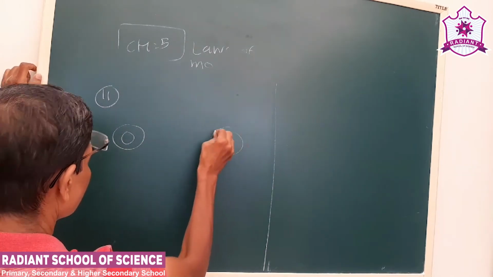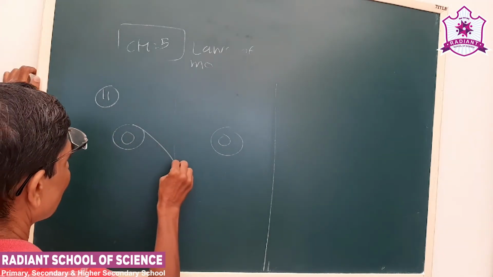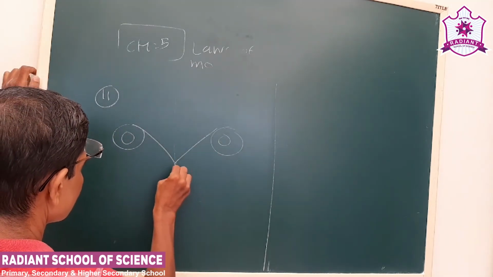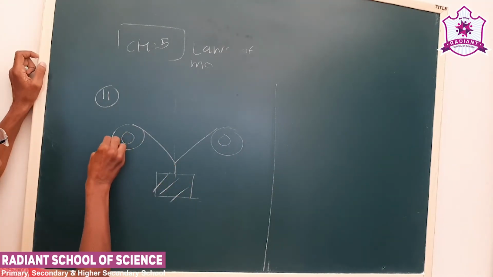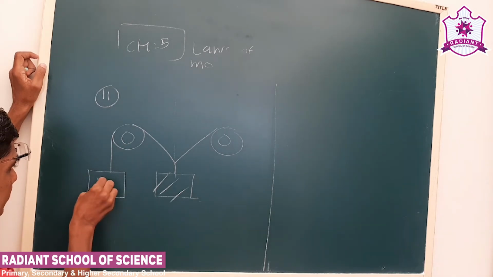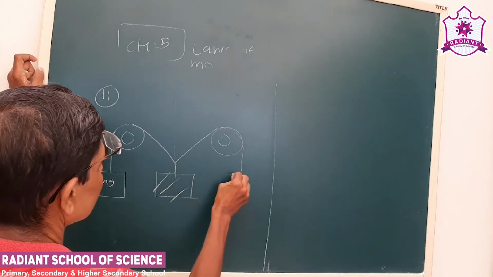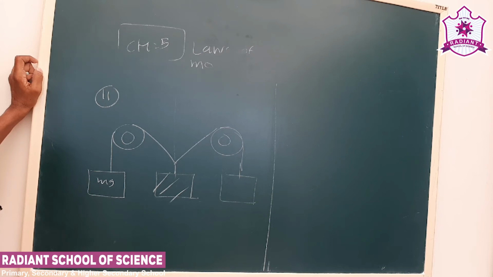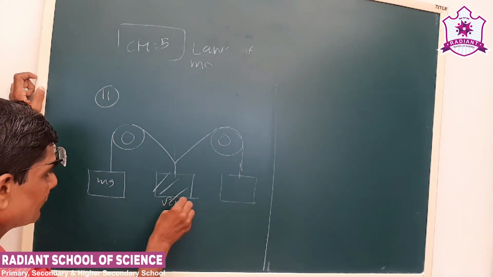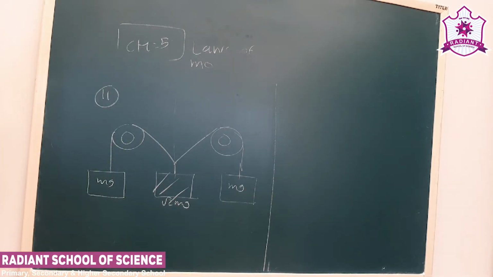Now see here a case of two pulleys. A block is suspended like this. Now see, the mass is given. Here, this mass is m, this mass is √2 mg, and this mass is mg. Now see, what do we do?